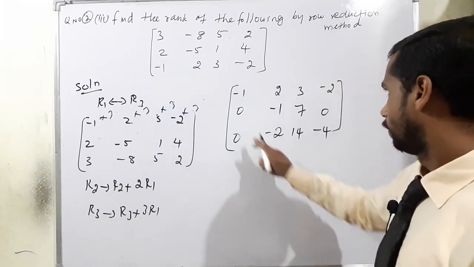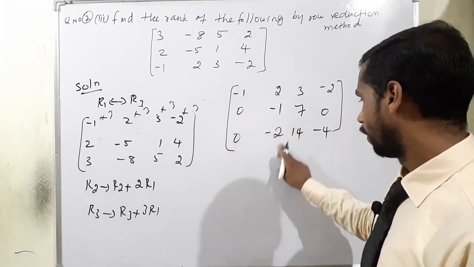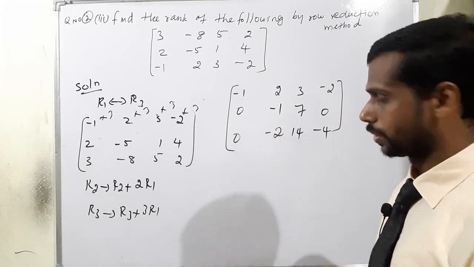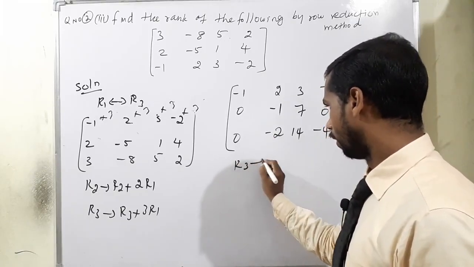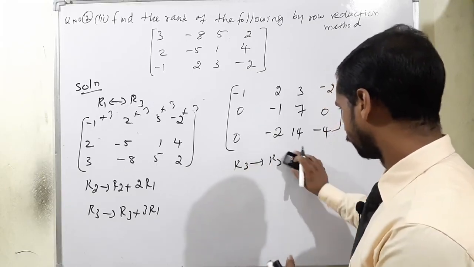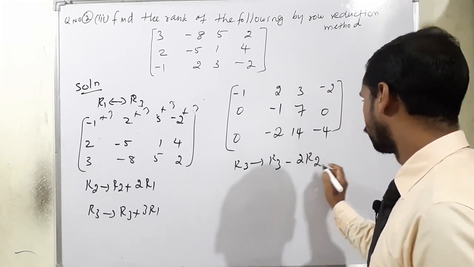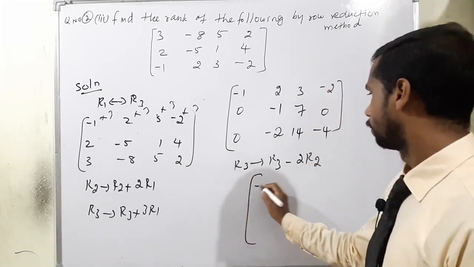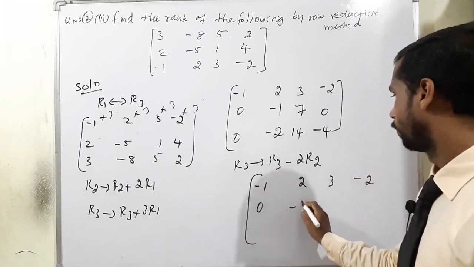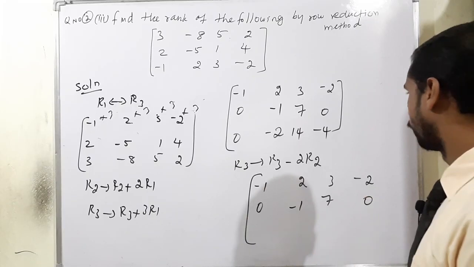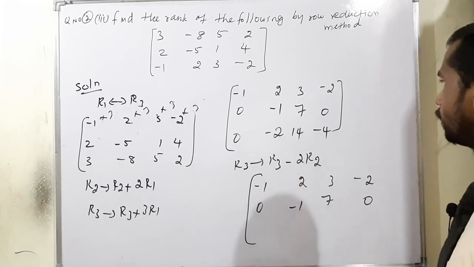So now, starting the non-zero digit, under the 2 we have 0. Next, minus 1 is there. Under it we have to make the value 0 for minus 2. So what we have to do? R3 gives R3 minus of 2 into R2. R1 and R2 as it is: minus 1, 2, 3, minus 2. Next one: 0, minus 1, 7, 0.